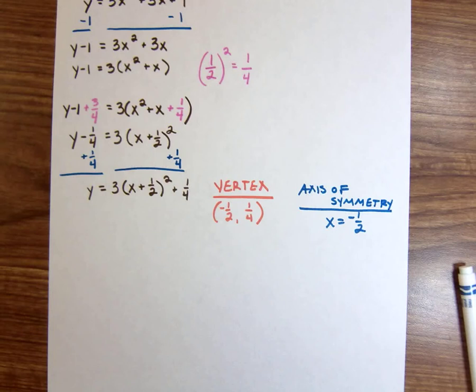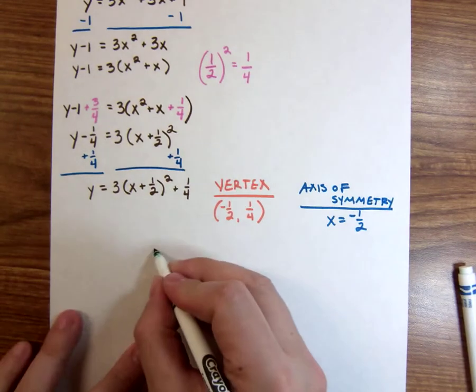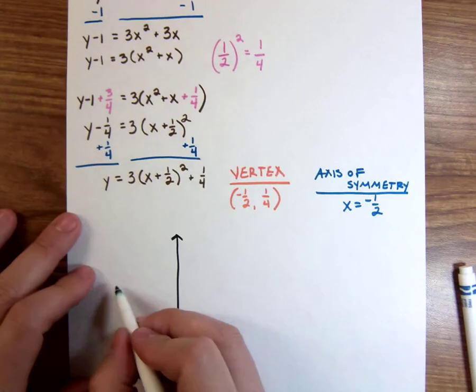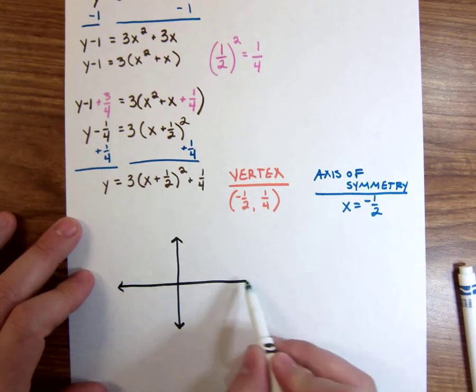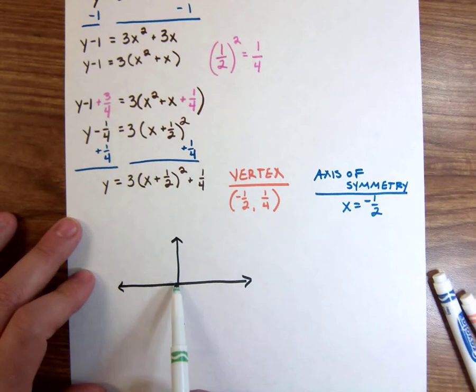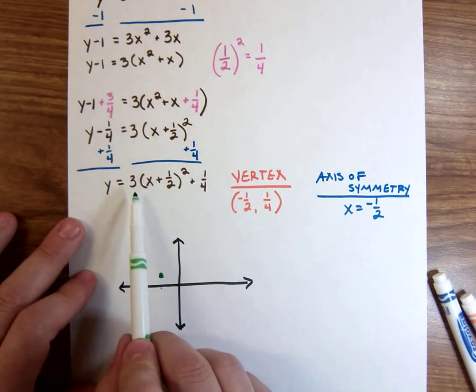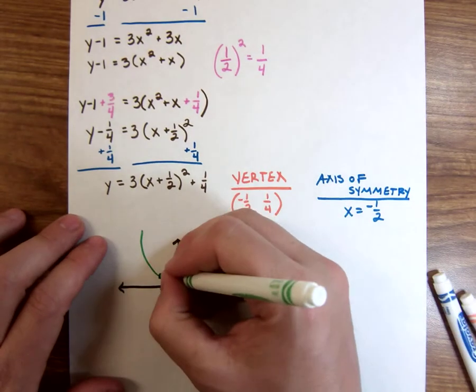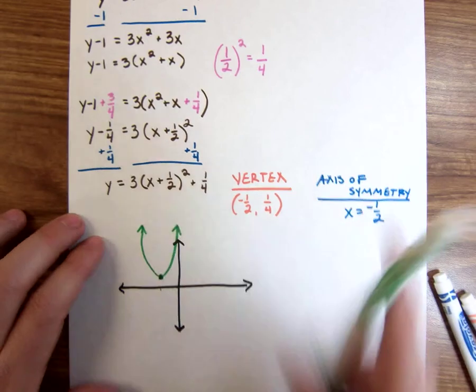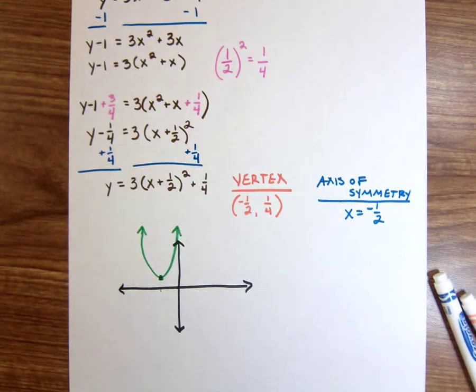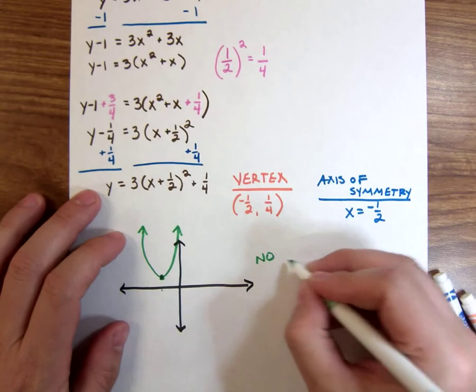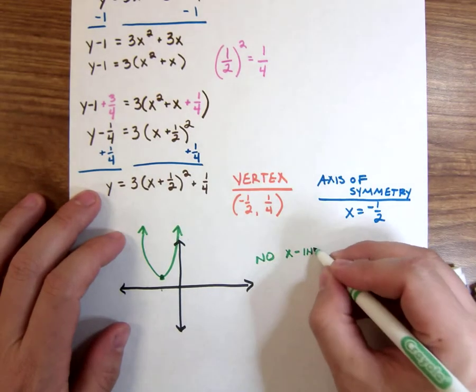Okay, last thing we got to do is x-intercepts, but I got some good news for you. If I was at 0, 0, and I went to the left 1/2 and up 1/4, there's where my vertex would be. Does this graph open up or open down? Up, because it's a positive 3. What's the deal with the x-intercepts? There aren't any. Does not cross the x-axis.